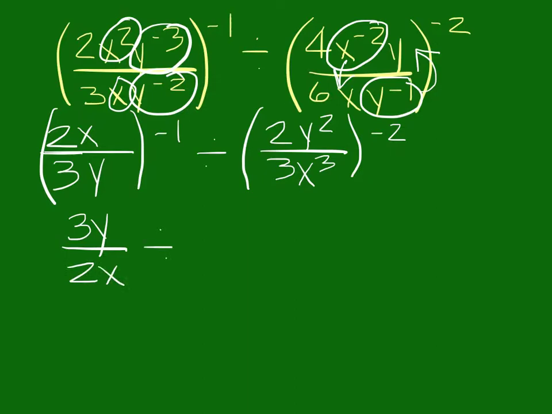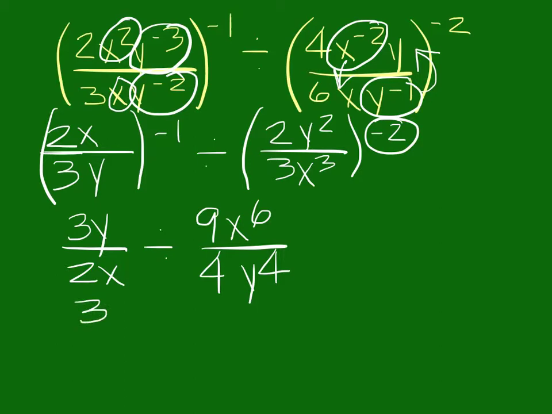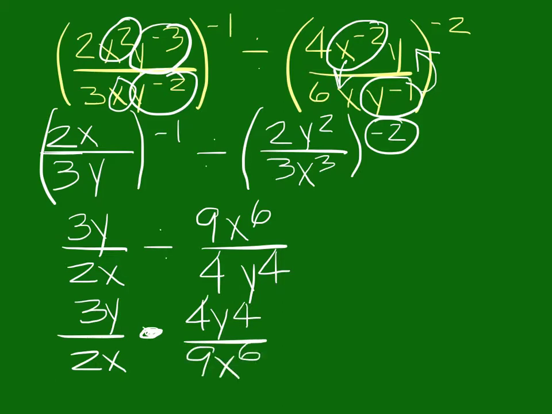And we're still going to divide. On this side, again, we flip, but we have to square everything in the parentheses. So the bottom goes to the top and becomes 9x to the sixth. The top goes to the bottom and becomes 4y to the fourth. Now, when you divide by a fraction, you flip and multiply. So we're multiplying by 4y to the fourth over 9x to the sixth.